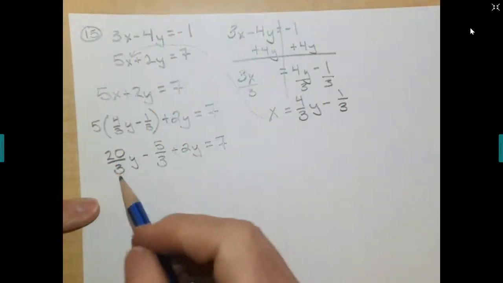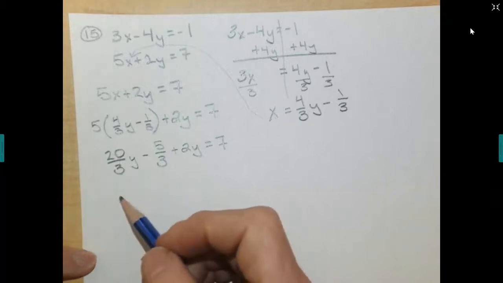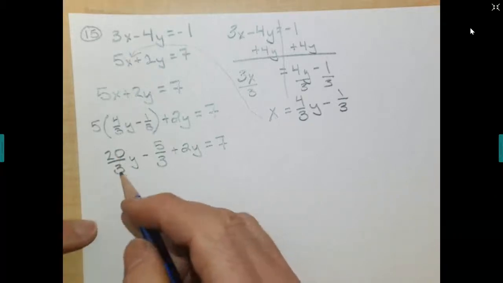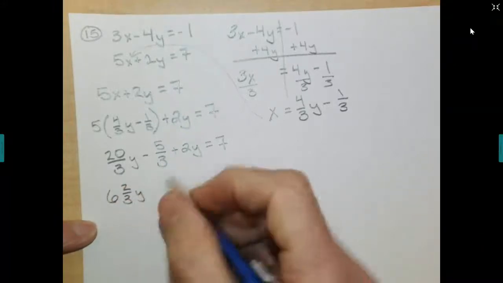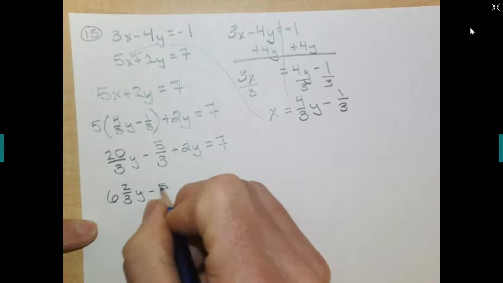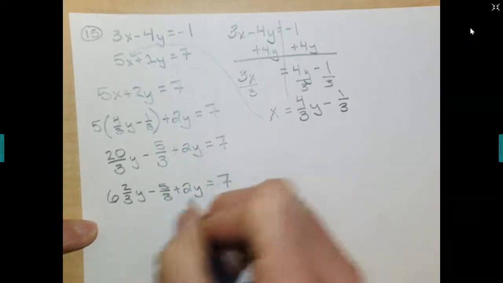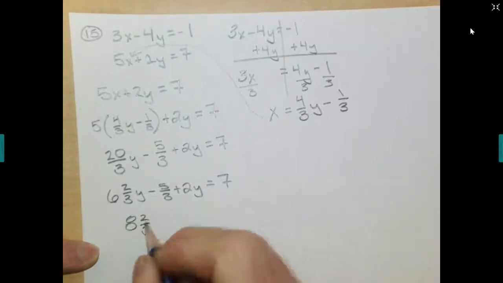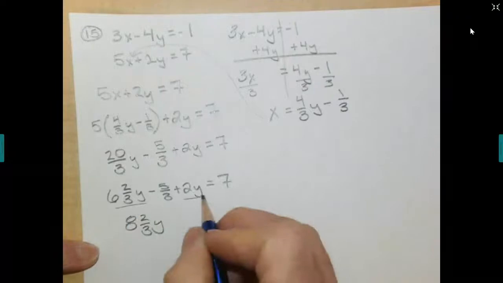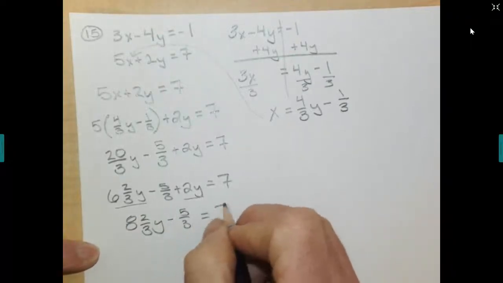Okay, so how many times is 3 going to 20? 6. So 6 2/3 y minus 5/3 plus 2y equals 7. So now we have 8 2/3 y, because I combined my like terms, minus 5/3 equals 7.